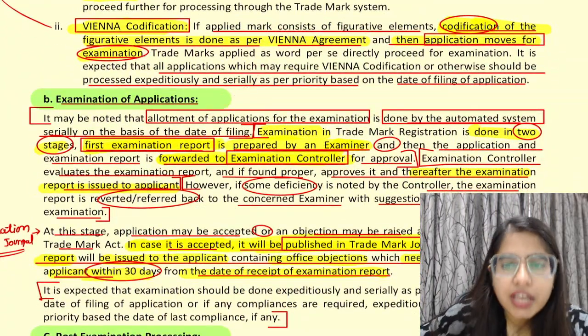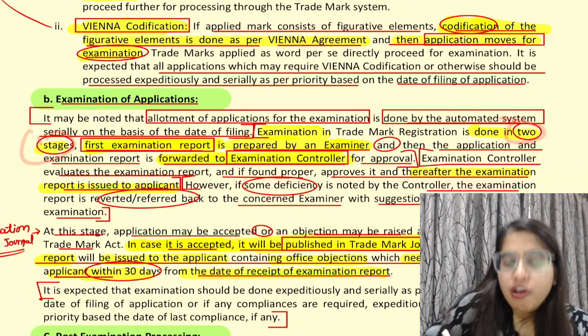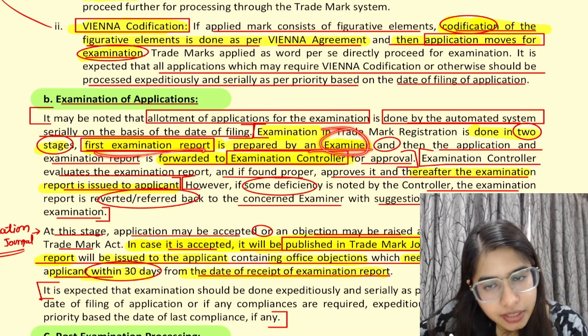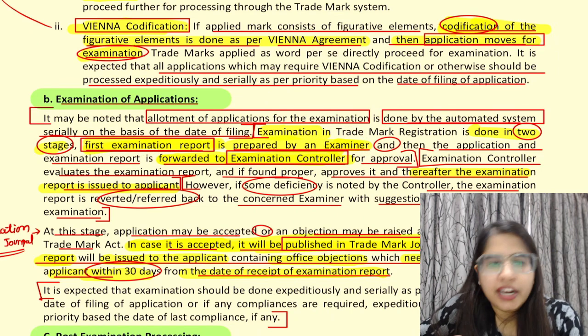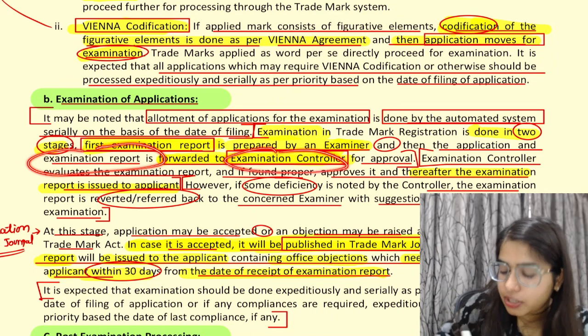Are we clear with this? Examination is done by an automated system. It is done in two stages. First, the examination is done by the examiner, and after the examiner is satisfied that everything is okay, he will submit his examination report to the examination controller.